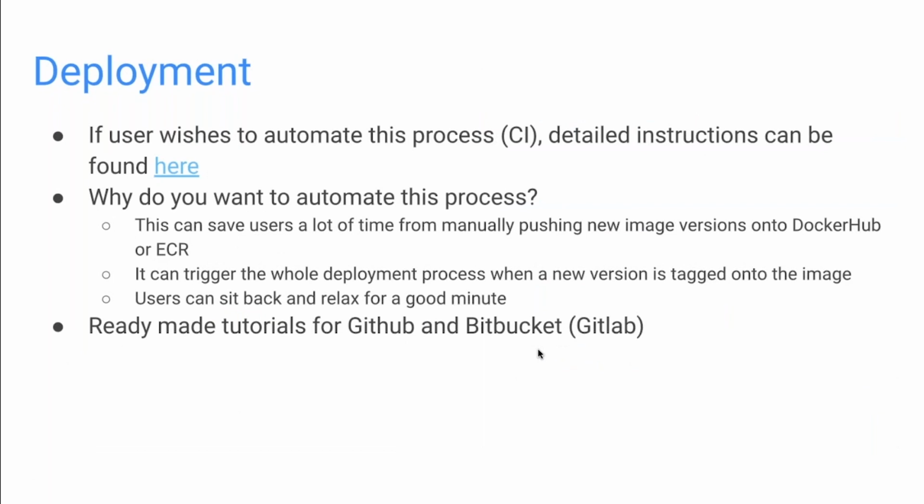For deployment, if the user wishes to automate this process, the detailed instructions can be found in this link here. So why should we automate this process? Because it saves users a lot of time from manually pushing the new image and building the image into Docker Hub or ECR. It can trigger the whole deployment process when a new version is tagged into the image. And while it's pushing the image, users can just relax and sit back for a few minutes. There are ready-made tutorials for GitHub and Bitbucket. For Bitbucket, we're going to go through that in our template.